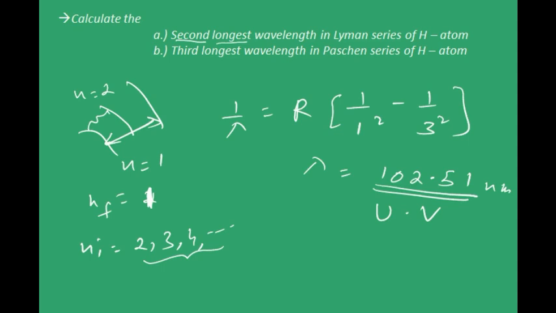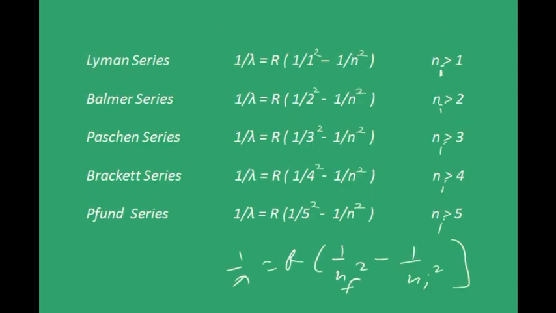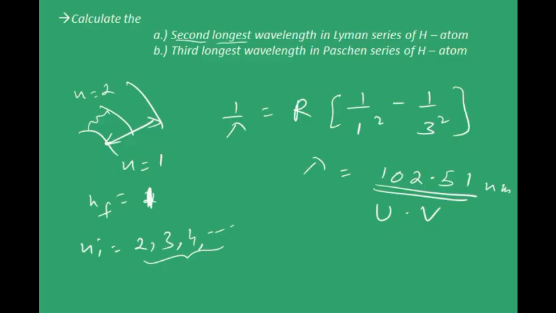Yes, because the Lyman series gives only ultraviolet radiation, and the Balmer series, as you know, gives visible light, that is 400 to 750 nanometers or something like that. Paschen and Brackett both give you the infrared region of the electromagnetic spectrum. Hope this is clear. And the second part is also similar.